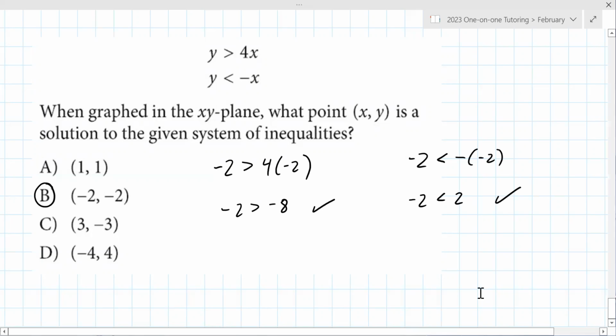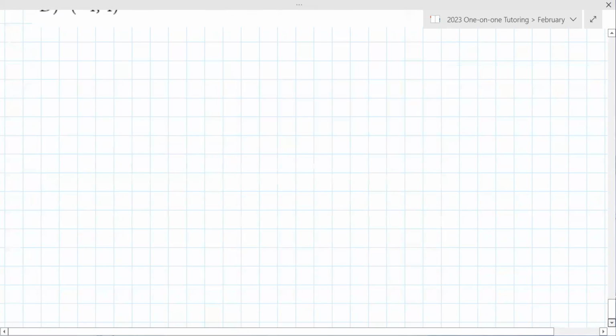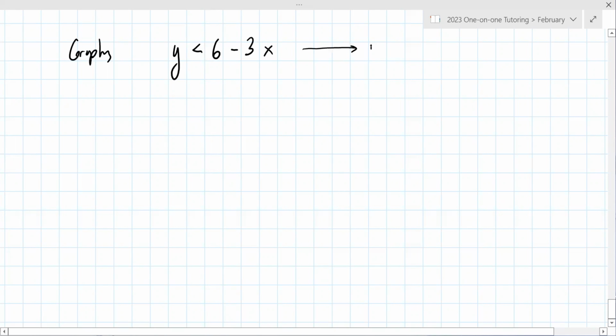Okay, so we'll come back to testing points in a moment, but let's get back to graphing another inequality. Let's say we're going to graph y less than 6 minus 3x. Okay, so again, you want to really treat this as y equals 6 minus 3x. Can you tell me the slope and the intercept in this case? The slope is -3 over 1, and the b value is +6.